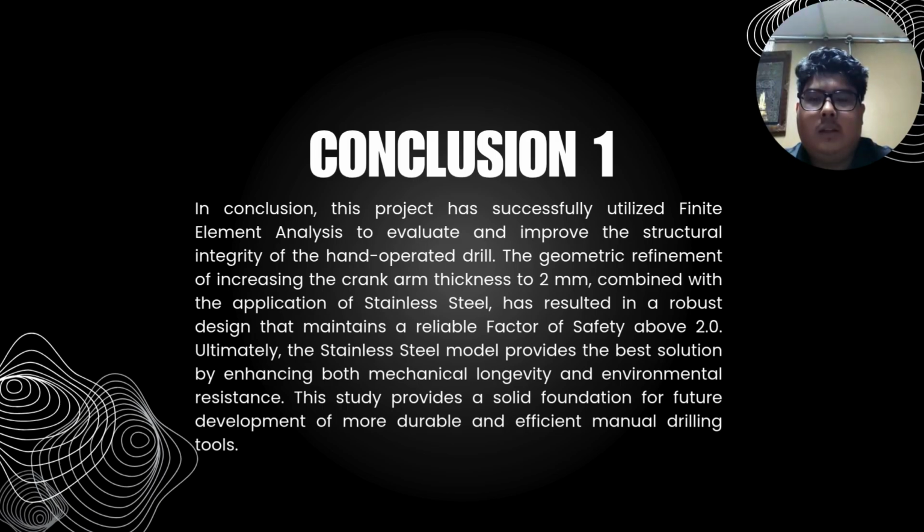In conclusion, this project has successfully utilized finite element analysis to evaluate and optimize our manual handrail. The geometric refinement of increasing the crank arm thickness to 2 mm combined with the transition to stainless steel has resulted in a design that is not only robust but maintains a reliable factor of safety well above 2.0.